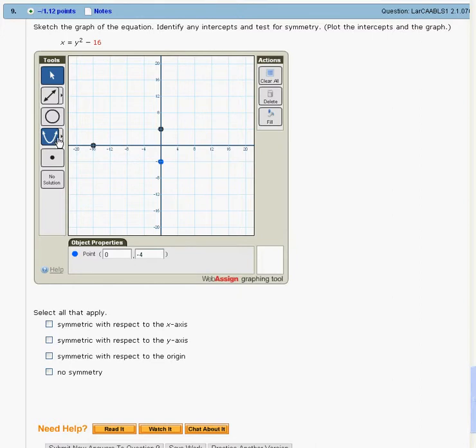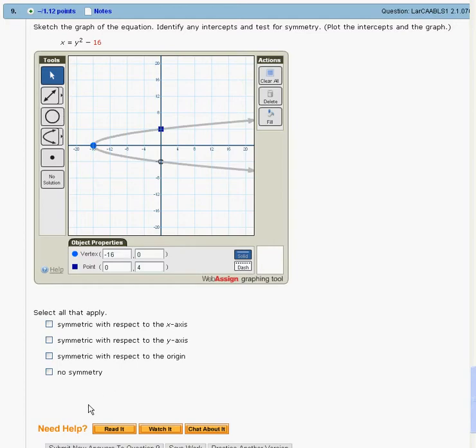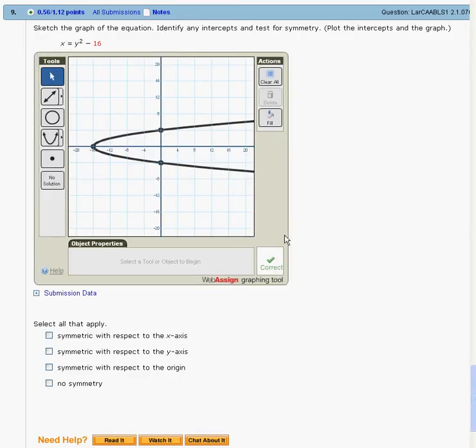Now I'm going to take a parabola. It's got to be a horizontal parabola to go through those points. I'll click on the vertex. I'll click on a point. Notice how my parabola is going through those. Submit my answer. And that's correct.